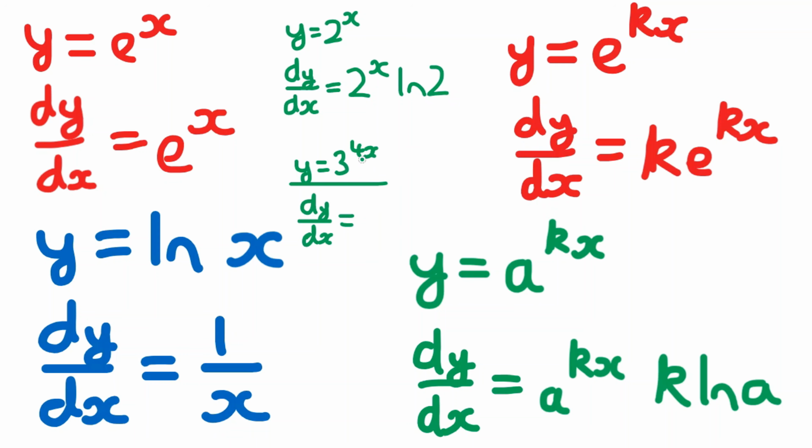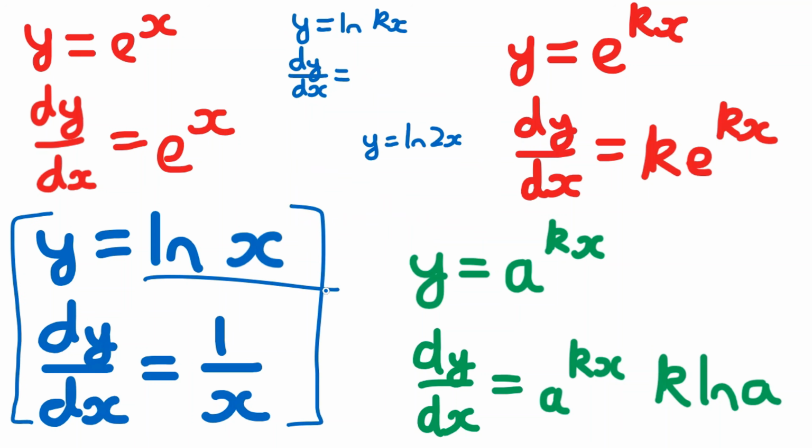Let's say that y is equal to 3 to the power of 4x. So in this instance, 3 is the a and 4 is the k. So therefore, dy over dx is, so again, this part here is still the same. It's 3 to the power of 4x, but it's multiplied by k times the natural log of a. So this is going to be 4 times the natural log of 3, like this here. So that's how it works.